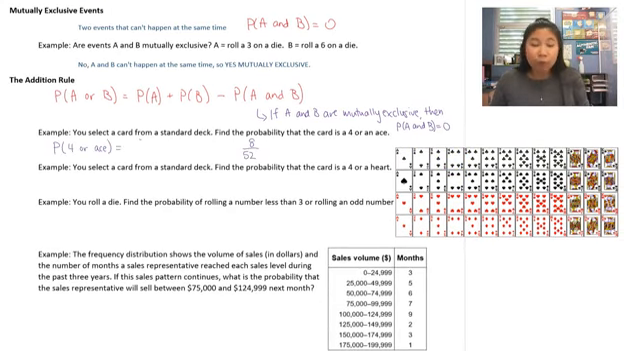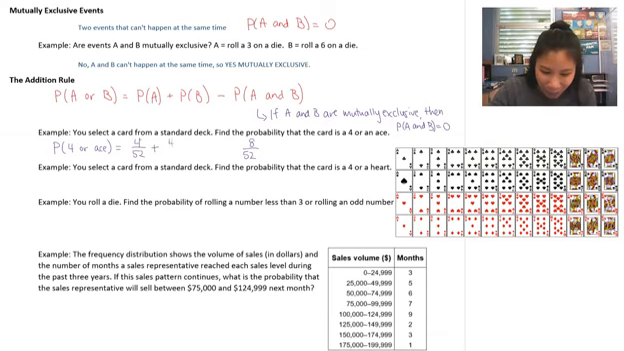Okay, so if we did the formula, then I also want to think about, all right, I'm just drawing one card. Is it possible to get an ace and a 4 at the same time? No, because these are totally different cards. So when I draw out one card, I'm either going to get a 4 or an ace. There's no way to get both at the same time. So that means because they cannot happen at the same time, these are mutually exclusive events, which means that the probability of getting a 4 and an ace at the same time should be 0. So I can just add up the probability of getting a 4, which is 4 out of 52, because there's 4 4s in the deck of cards.